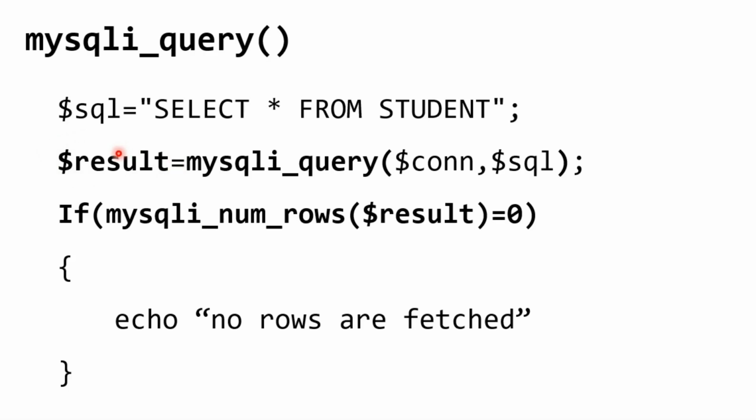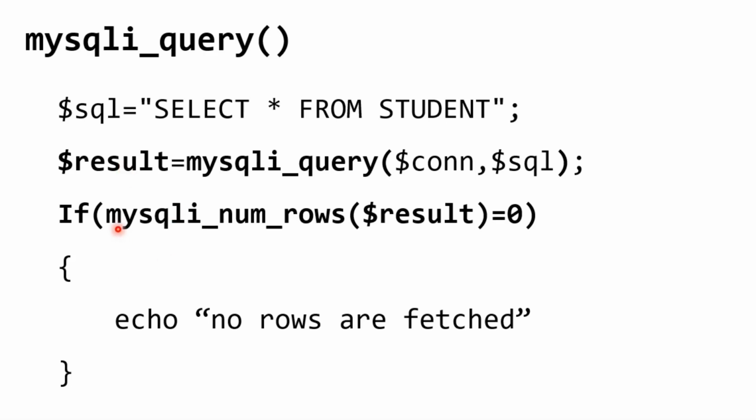We can name any variable here, but the standard variable name is $result. So what is $result? It is the result of the query execution, if it is successful.